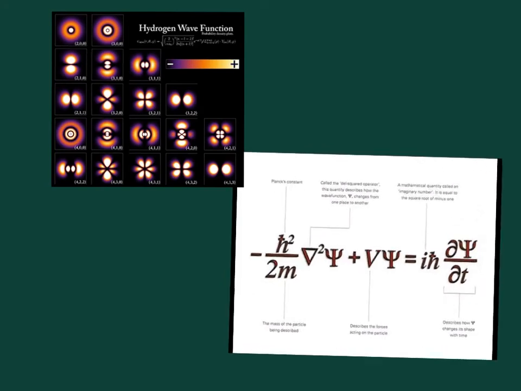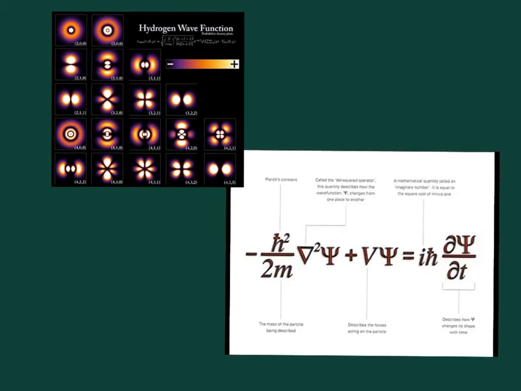We've got Planck's constant, we've got the mass of the particle being described, we've got an operator there, the del squared operator, that's the upside down triangle. We've also got something to describe the forces that are acting on the particle. There's an imaginary number in this function, and there you can see there's some sort of derivative of time.